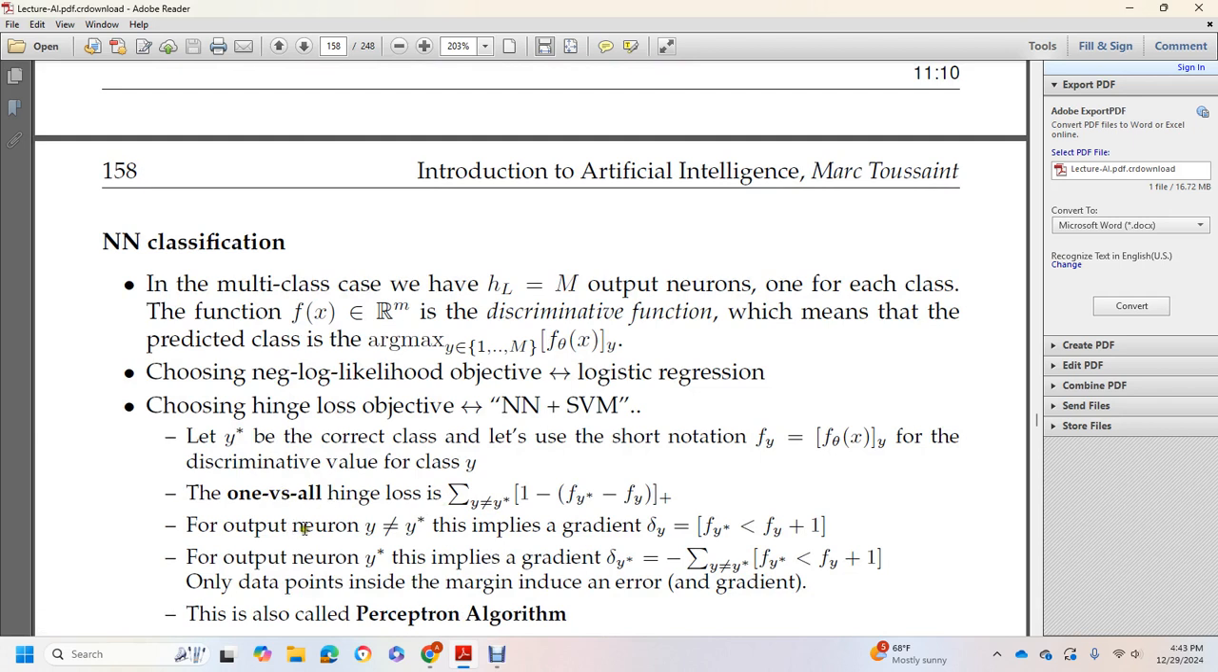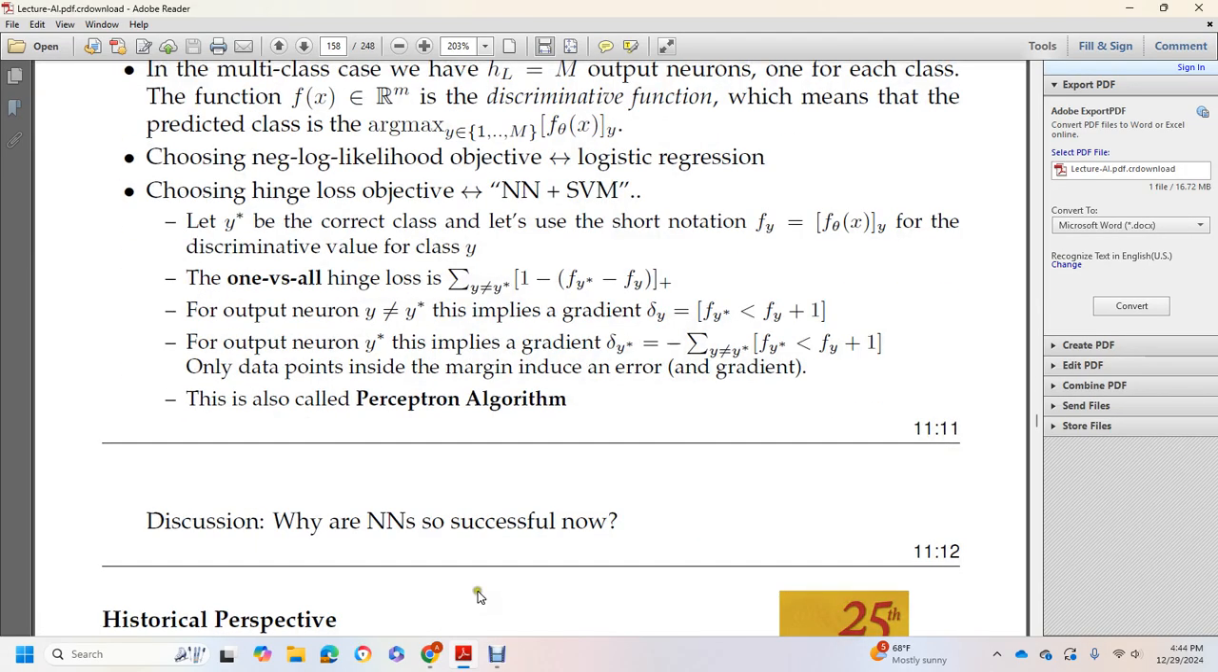With the one-versus-all hinge loss, an output neuron is in play with the gradient only for data points that induce a margin error. This is called the perceptron algorithm.